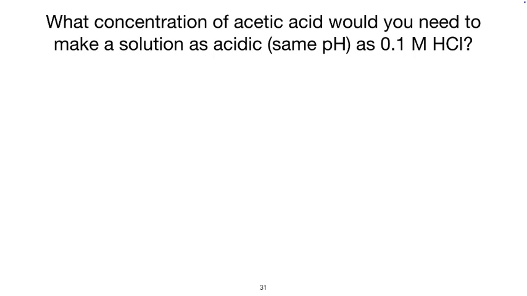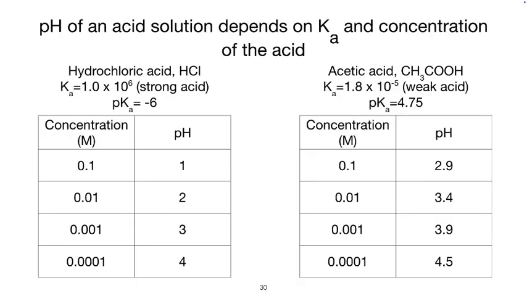So what concentration of acetic acid would you need to make a solution as acidic, same pH, as a 0.1 molar HCl? What can we do to cheat?